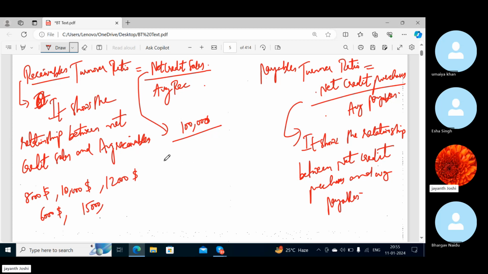So in this way, when I did an average, average is nothing but the sum of the observations divided by the number of observations.